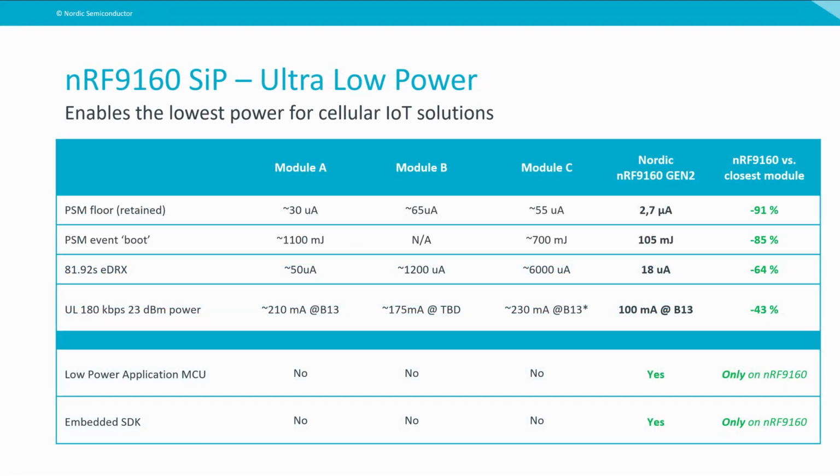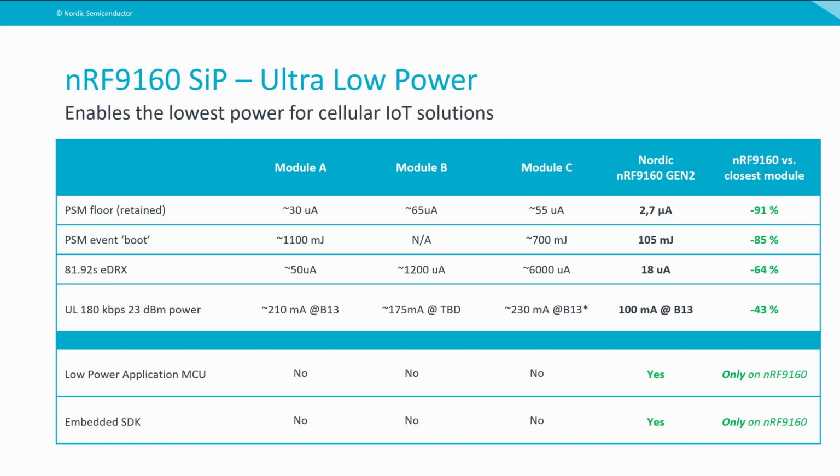On this slide, we compare the nRF9160 system in package revision 2 with 3 other modules on the market. And we can see by this table that we beat the other modules in every possible way for low power. The reason for this is that we have 2 decades of experience with regards to ultra low power. We have made our nRF51 series and our nRF52 series to be ultra low power, and we have brought this experience into this nRF91 series.